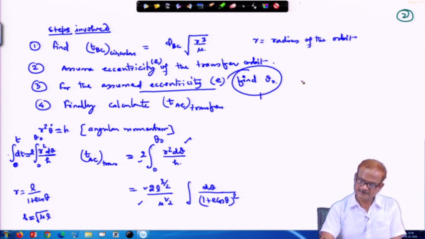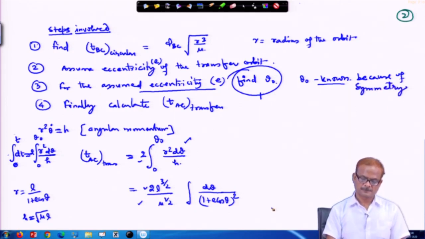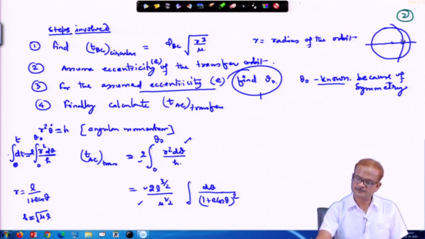In the circular case this theta 0 is known because of symmetry. For the circular case if you look at the orbit we can always divide like this, this is point A and this is point C. Okay, so, we can always divide like this, this is theta 0 and this is theta 0. So, theta 0 is known here, because the A to C angle is known to us.